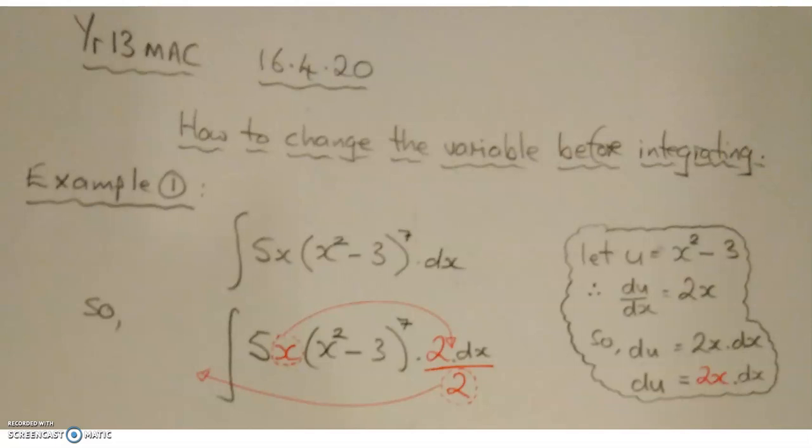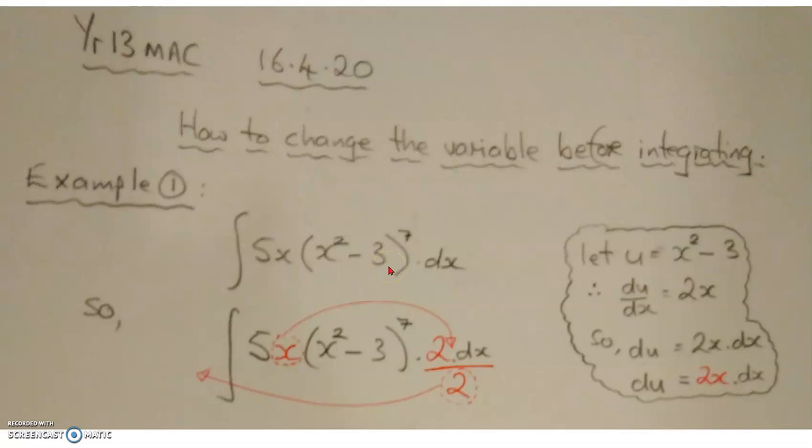Okay, so we're learning how to change the variable in an integrand so that we can integrate this thing. Okay, so here's an example. We want to integrate 5x and then in brackets x squared minus 3 all to the power of 7. Now, because it's all to the power of 7, it makes this quite a huge thing if you think about it. Nonetheless, we can, if we change the variable, integrate it.